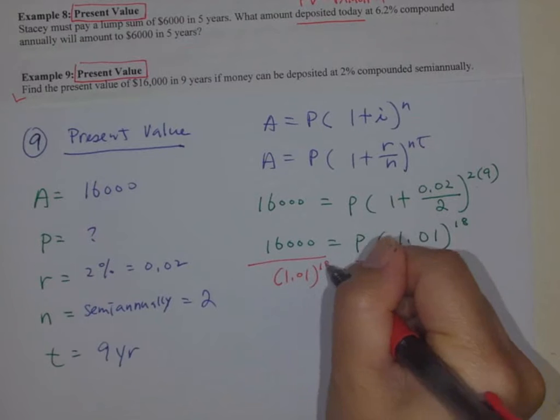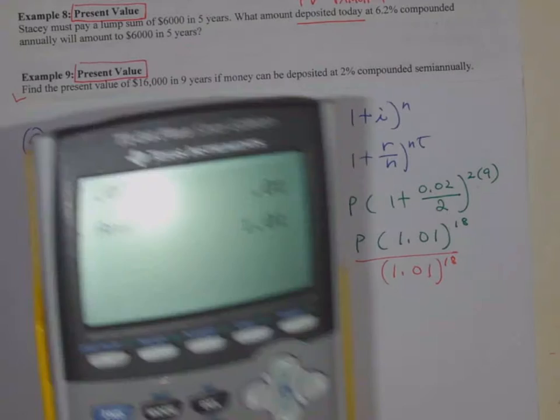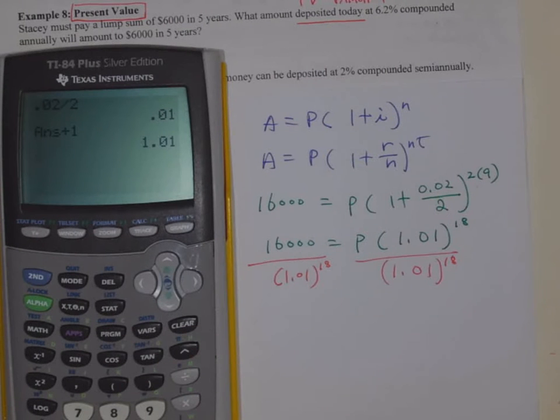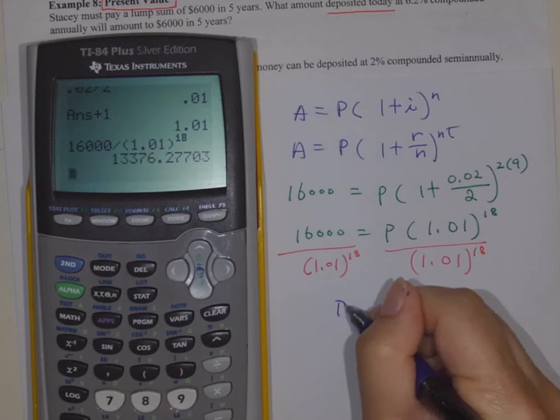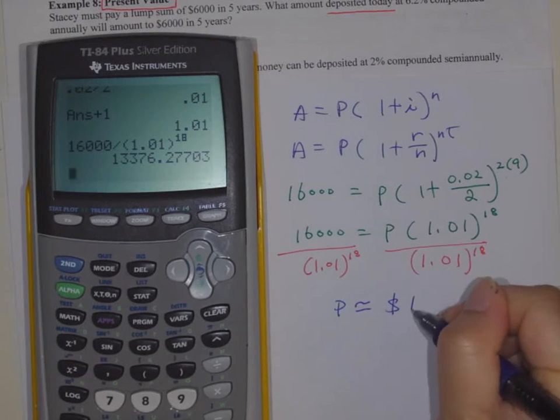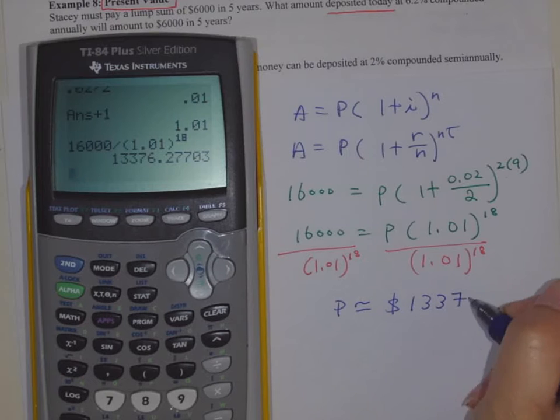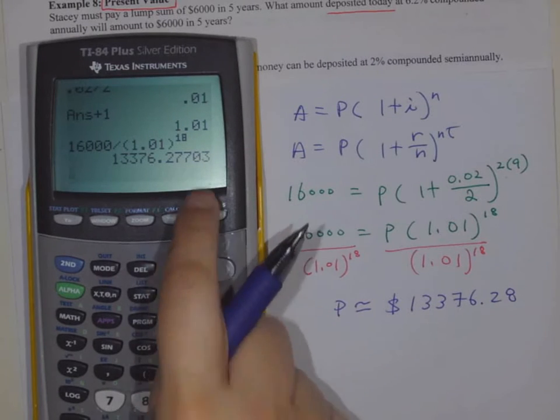1.01 raised to 18. So use your calculator. 16,000 divided by parenthesis 1.01 raised to 18 power. So that's what I get. P should be about 13376.28 if I round it up, right?